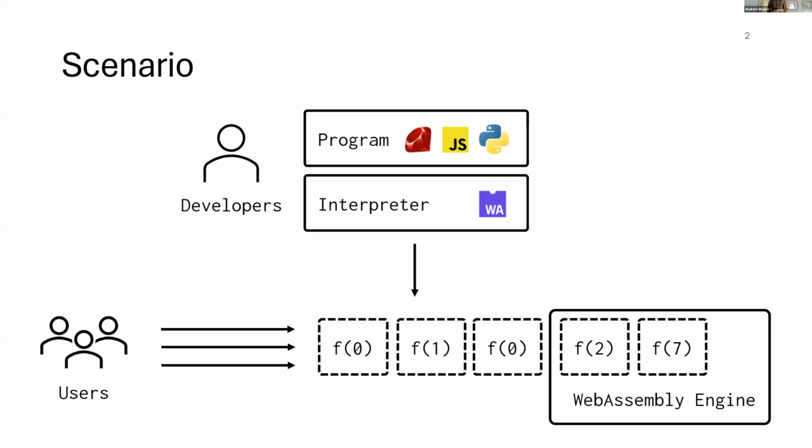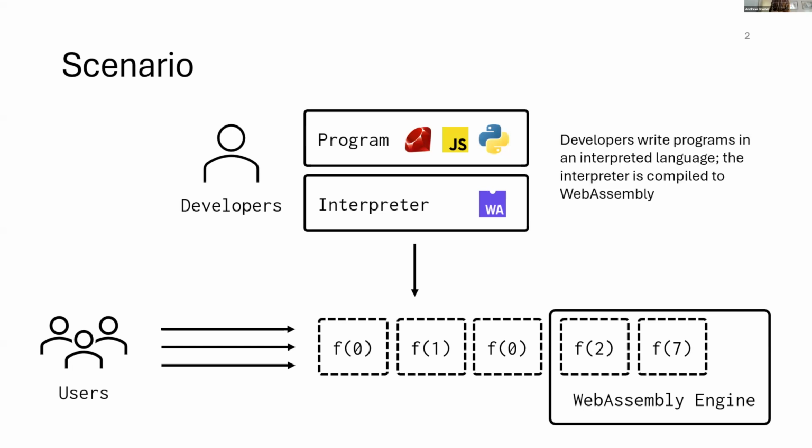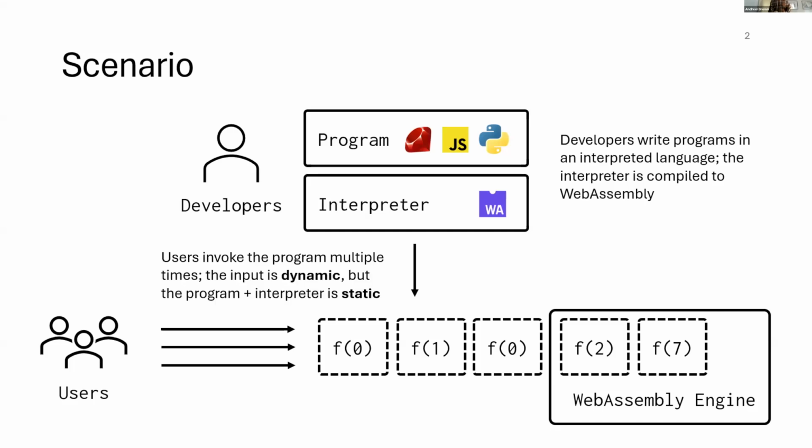So let me start from the following scenario. Developers will write programs in high-level interpreted languages. I have Ruby, JavaScript here. And then the interpreters for these languages are compiled down to WebAssembly. And then many users invoke these programs many times.